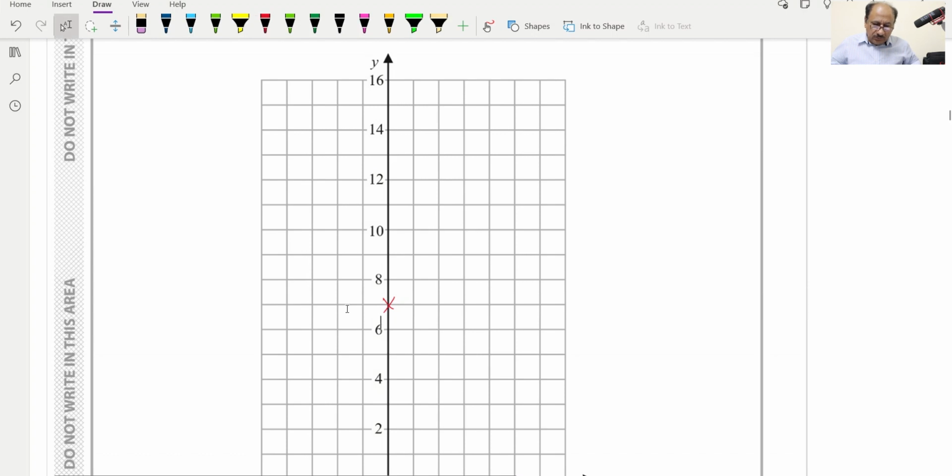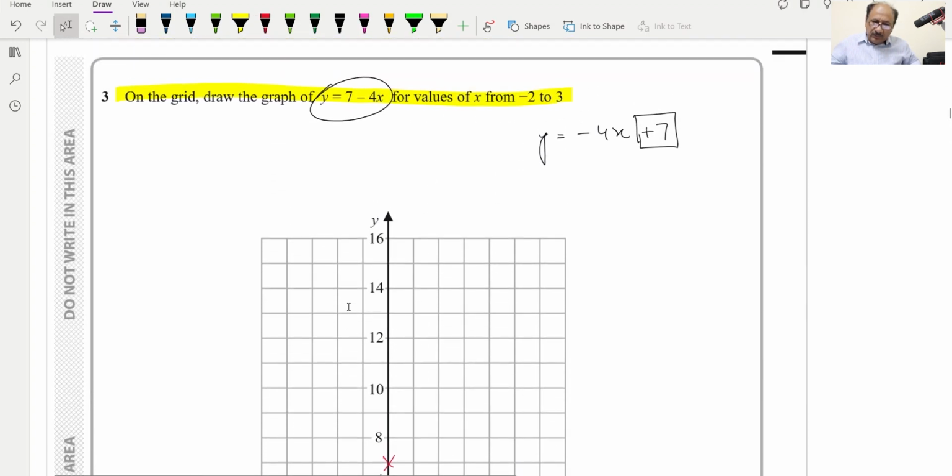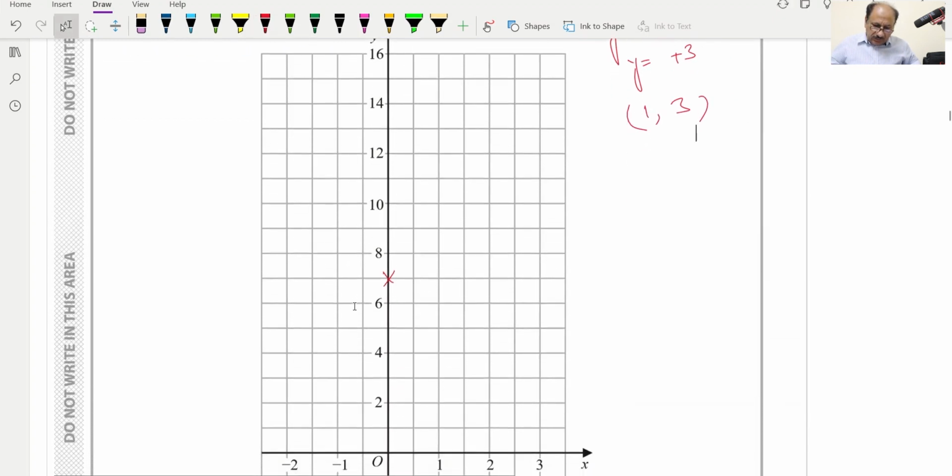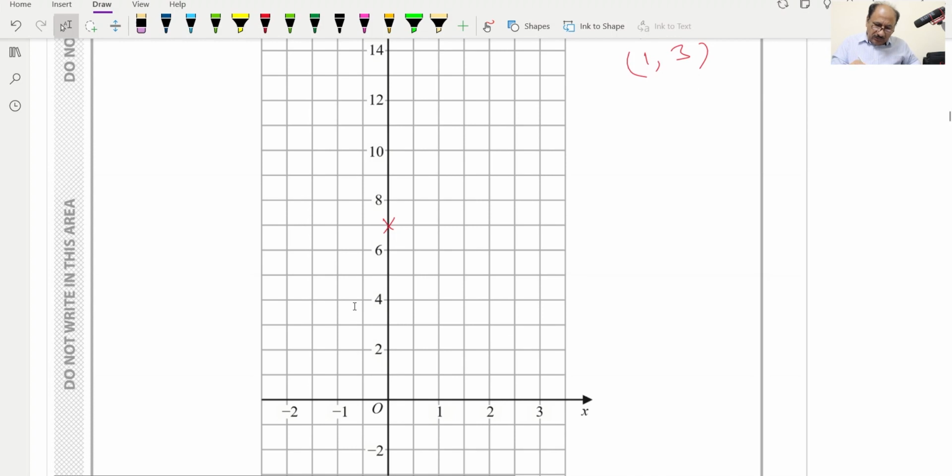So passing through this one, and now we can take, for example, at x equals 1, if we write the equation, y will be equal to minus 4 into 1 plus 7, and that will be plus 3, so y equals 3. So our point will be 1 and 3. So we can check the other point, which is 1 and 3, and 1 and 3 is this point.